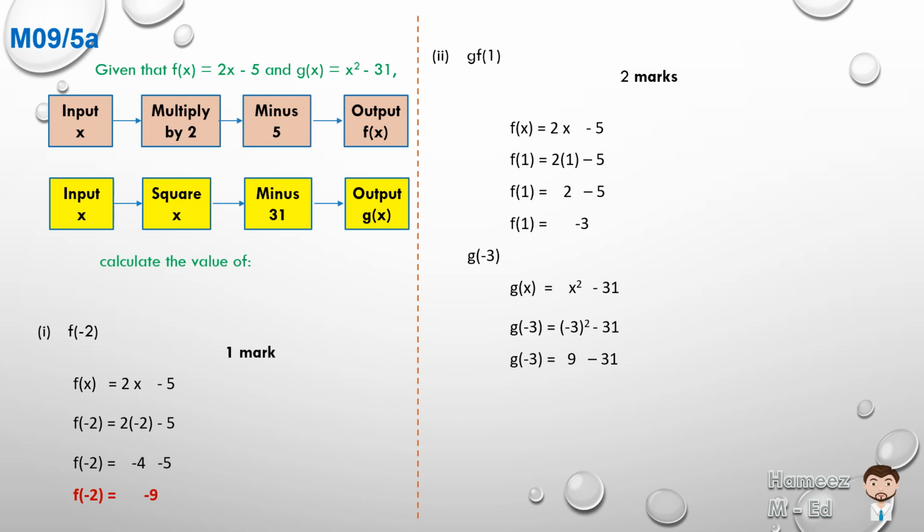And we don't need to write the plus in front of the 9, it's understood. So g of minus 3 is minus 22. As such, g f of 1 is equal to minus 22. We can look at it above.